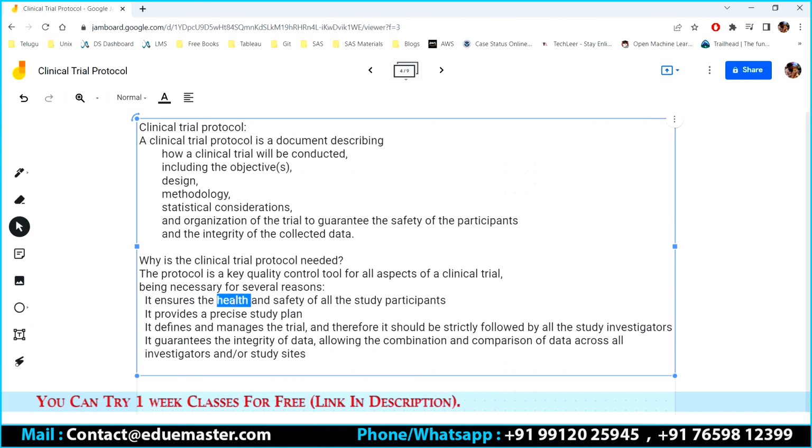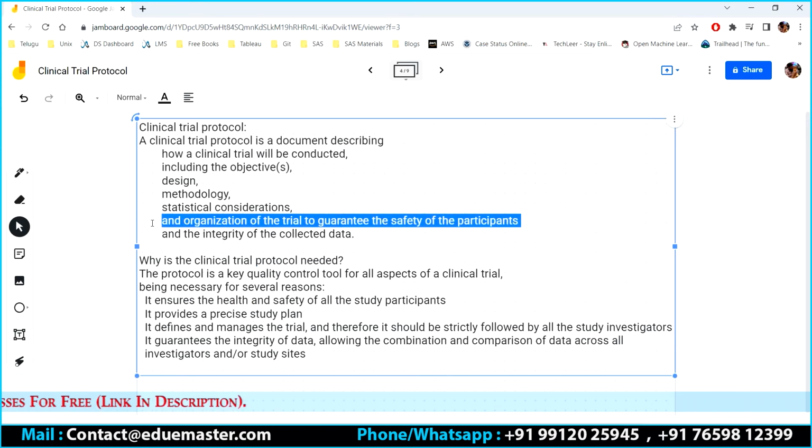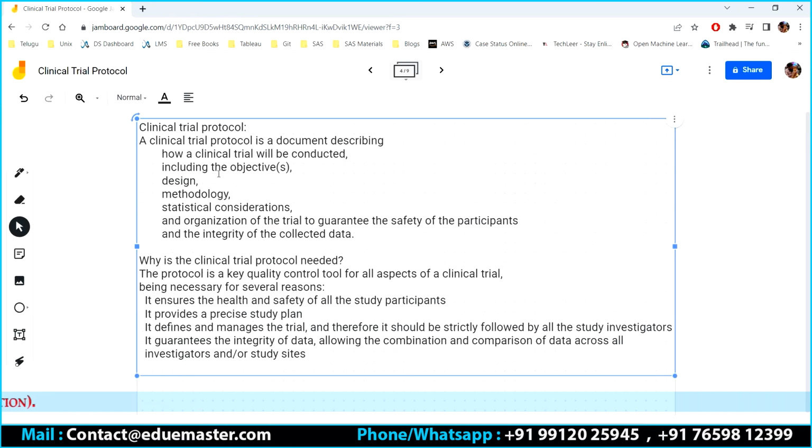It ensures the health and safety of the study participants. This is what I have also mentioned here. It provides the precise study plan. Here it is: design. It defines and manages the trial. That is nothing but methodology and design. It should be strictly followed by all the study investigators, and all the doctors who are helping to carry out this particular trial. They need to strictly follow this.